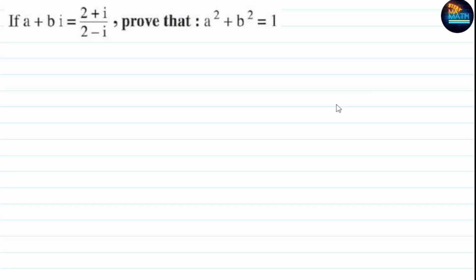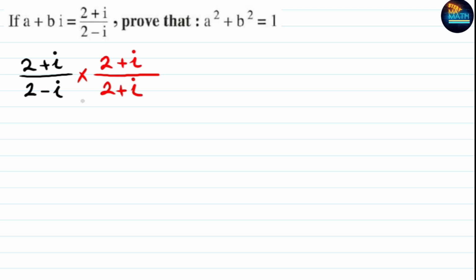If a plus bi is equal to 2 plus i divided by 2 minus i, prove that a squared plus b squared is equal to 1. Now, on the left-hand side, you have a plus bi, and on the right-hand side, you have 2 plus i all over 2 minus i, but it's not in the simplest form. To simplify that, you have to multiply the numerator and the denominator by the conjugate of the denominator, which is 2 plus i. So multiplying by 2 plus i in the numerator and 2 plus i in the denominator.